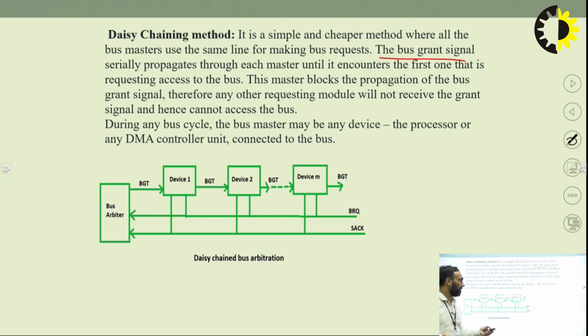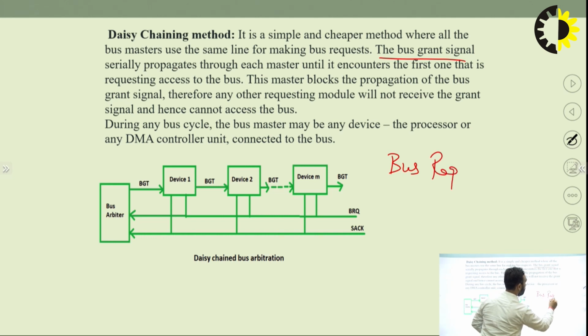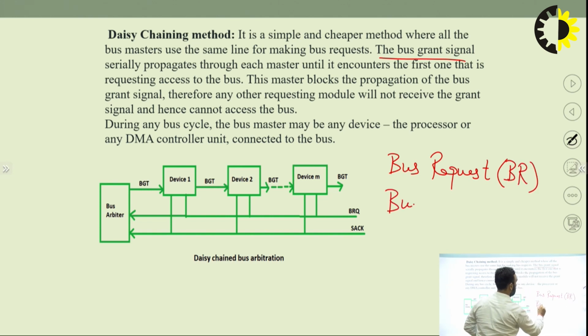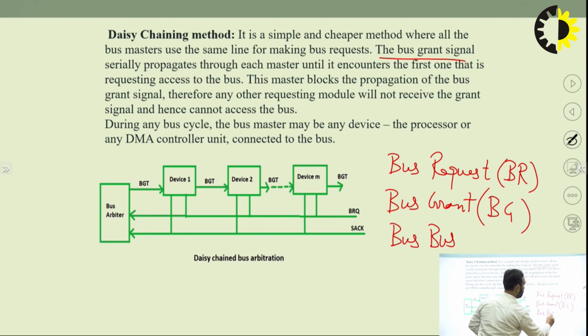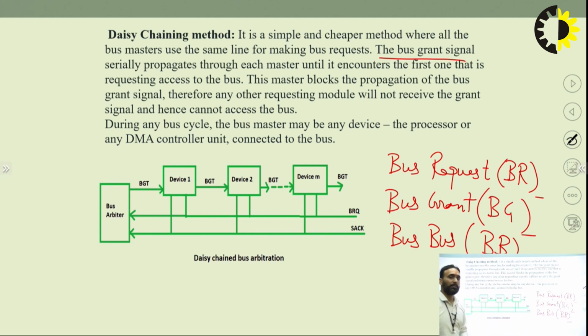Okay, before going to the diagram, we will discuss the terms that are used over the network during bus arbitration. These are bus request, that is represented by BR, bus grant, that is represented by BG, and bus busy, that is represented by BB. Okay, these are three signals that propagate over the network with the help of the bus arbiter to inform the connected devices about the status of the bus in the form of bus request, bus grant and bus busy.